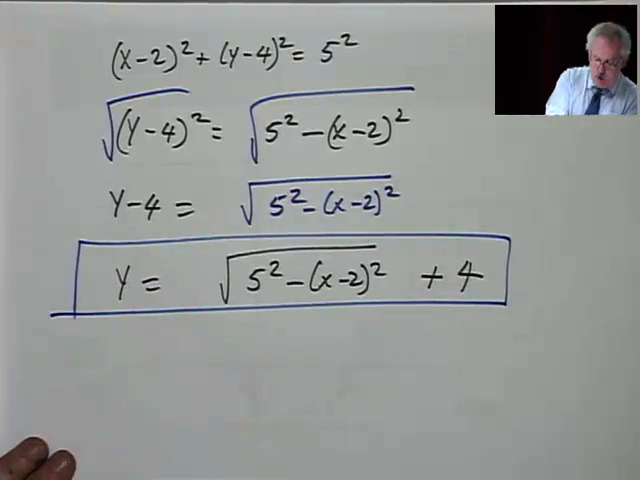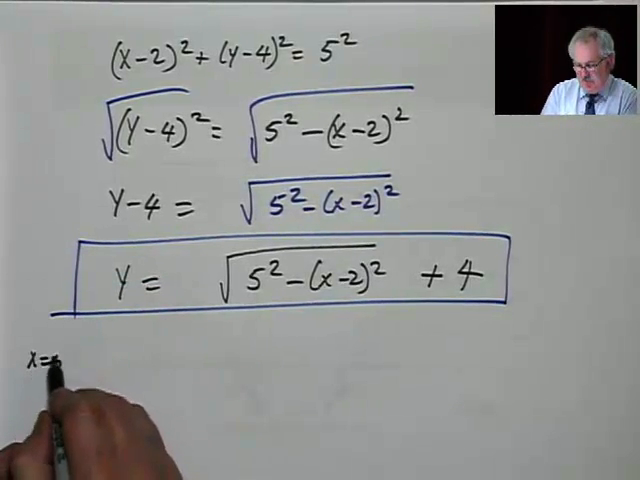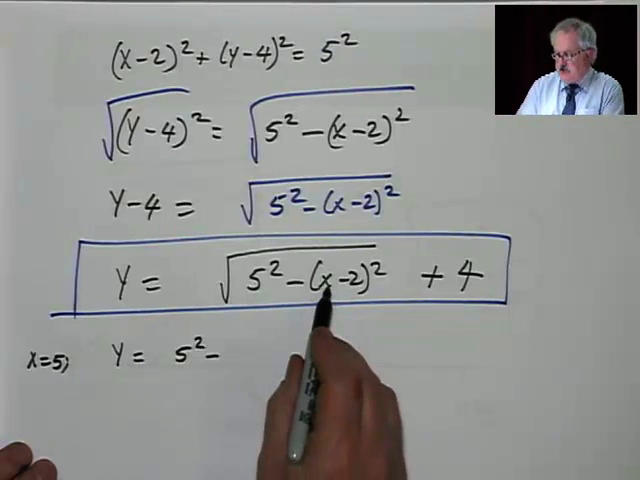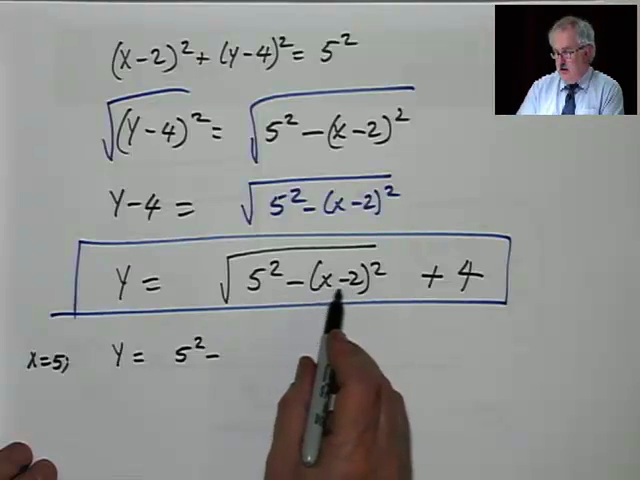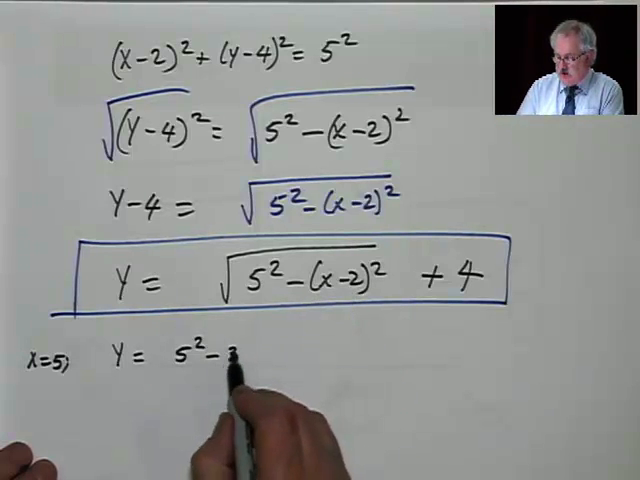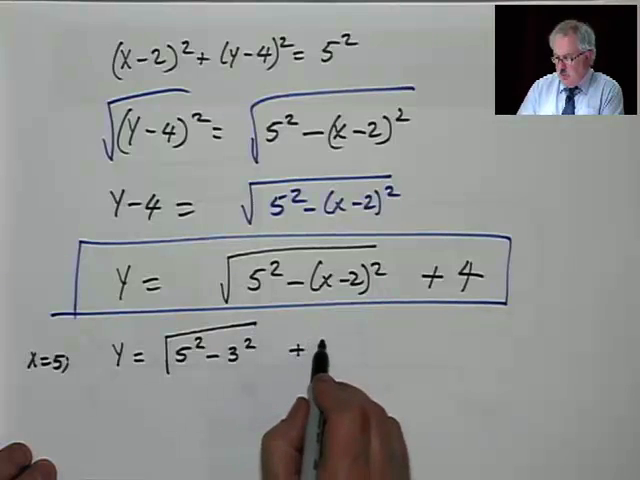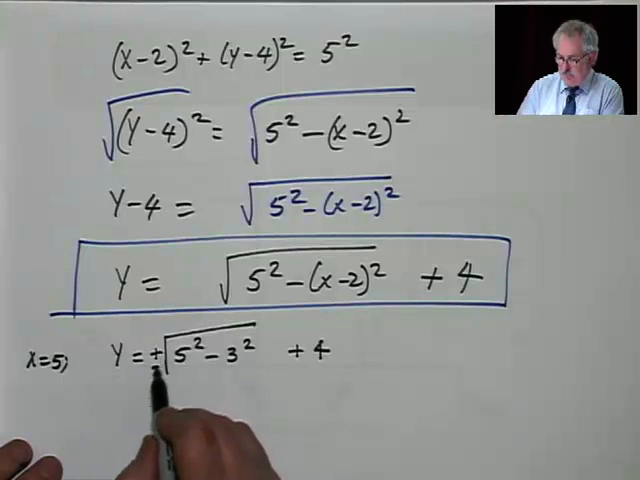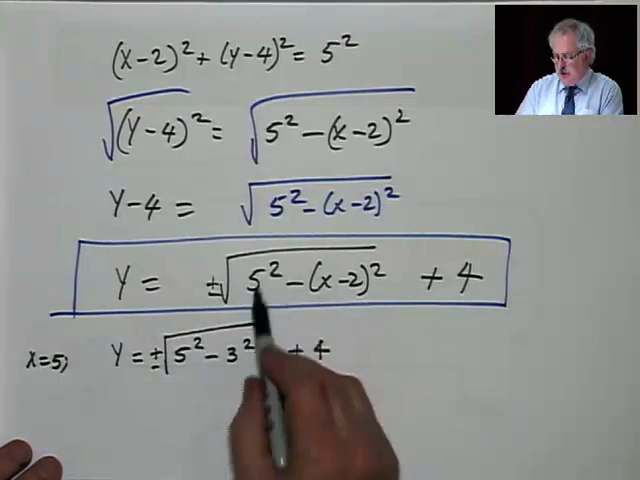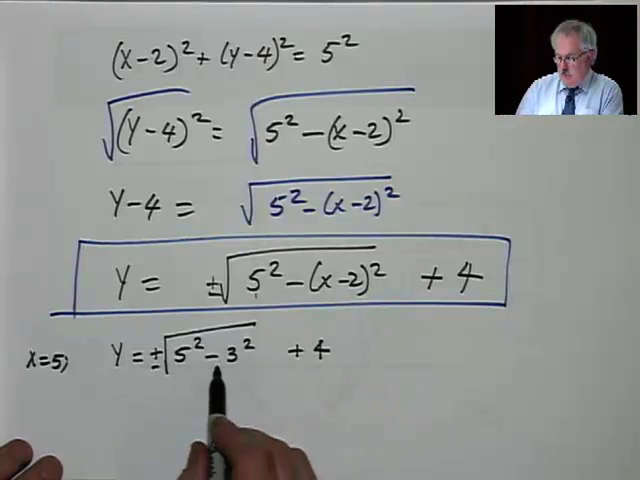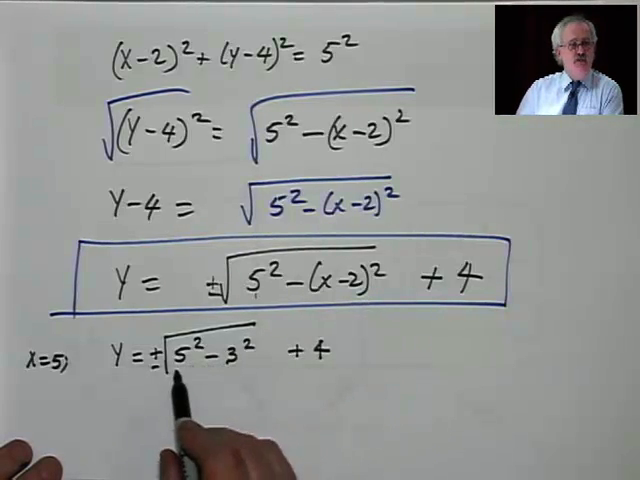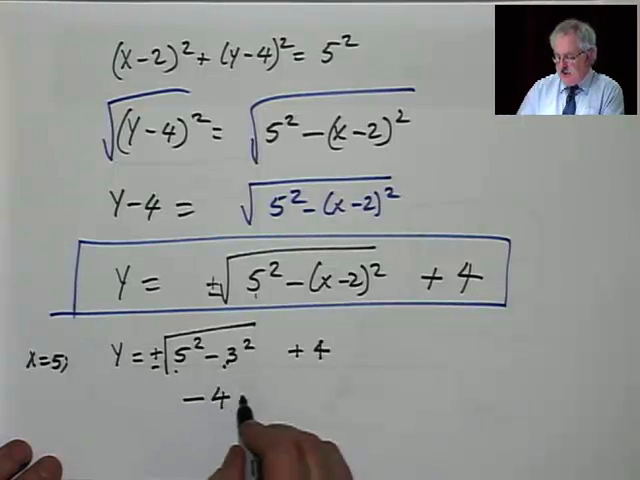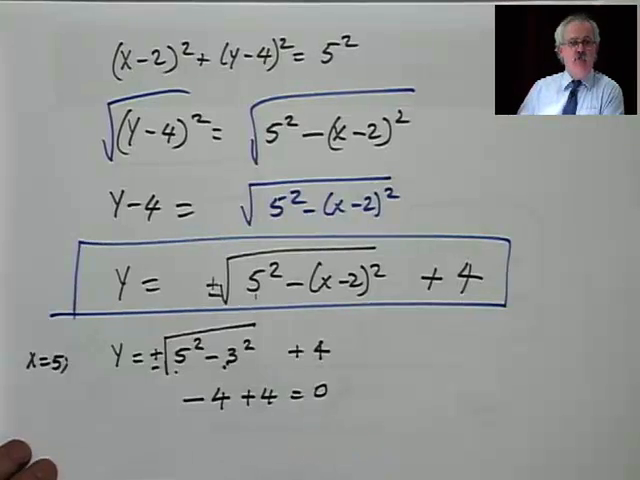So if I did want to find the points, I say, what's the value when x is 5? When x is 5, y is equal to the square root of 5 squared minus 5 minus 2, which is 3, so that would be 3 squared, plus 4. Plus or minus this now. So if I take plus or minus that, what's the plus or minus that? 5 squared minus 3 squared? 25 minus 9? 16? One of those answers is going to be minus 4 plus 4. That's going to give me a naught.